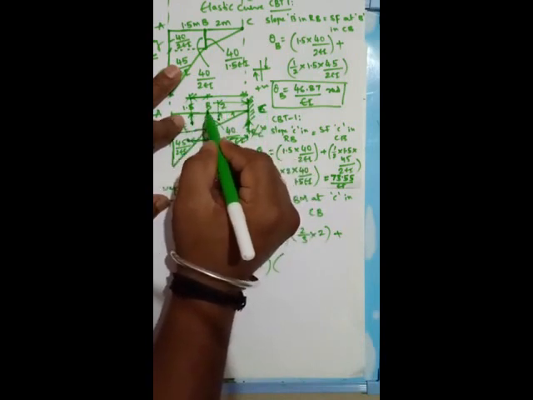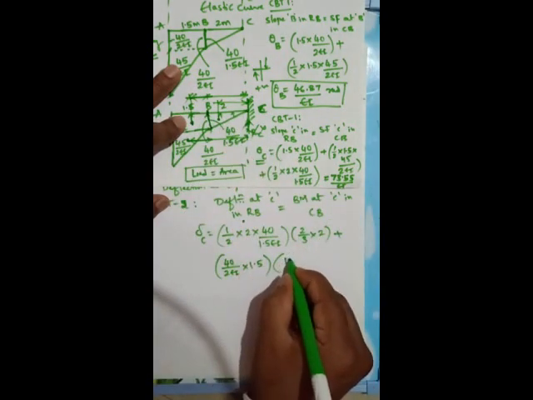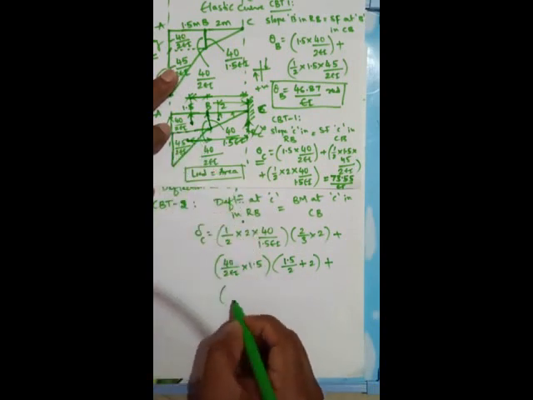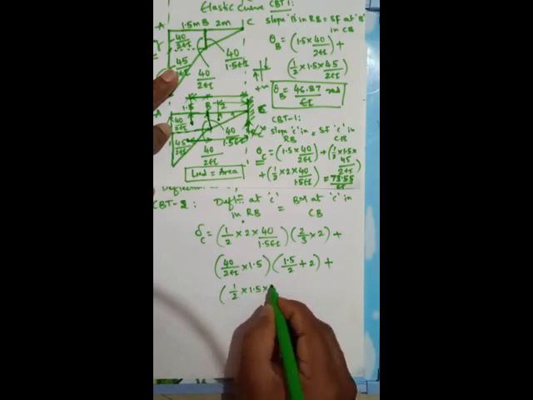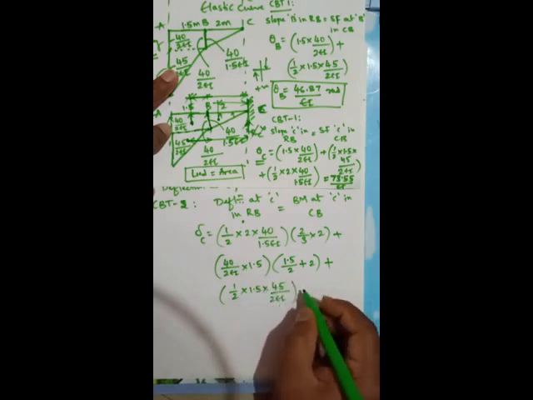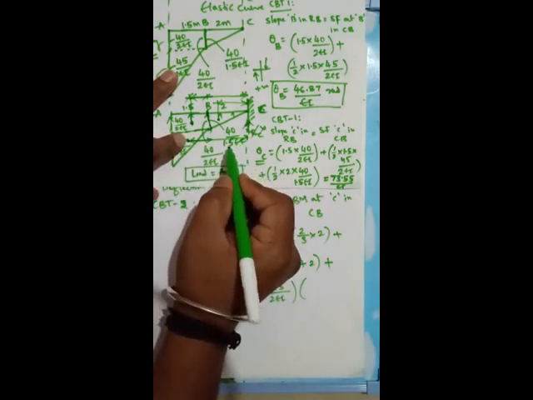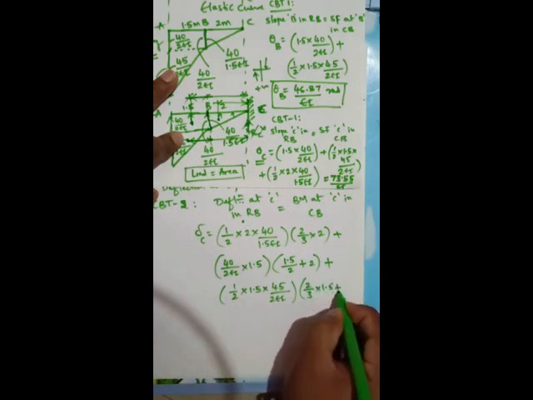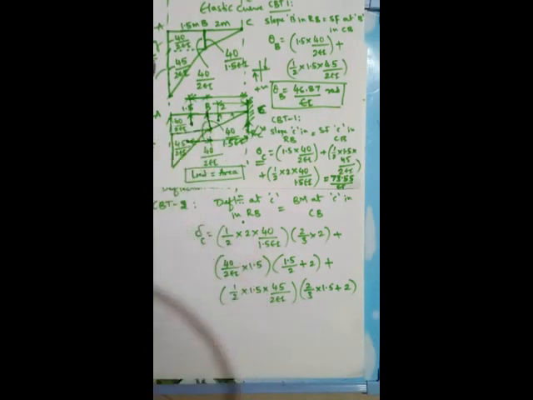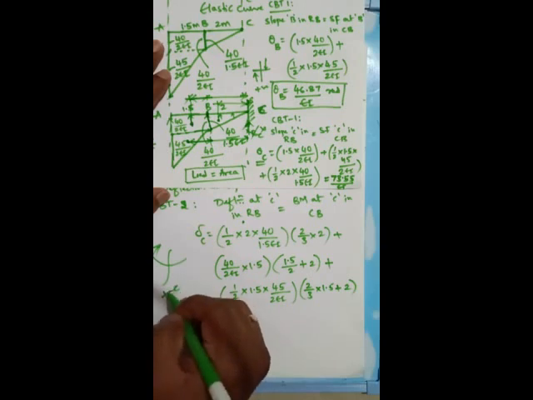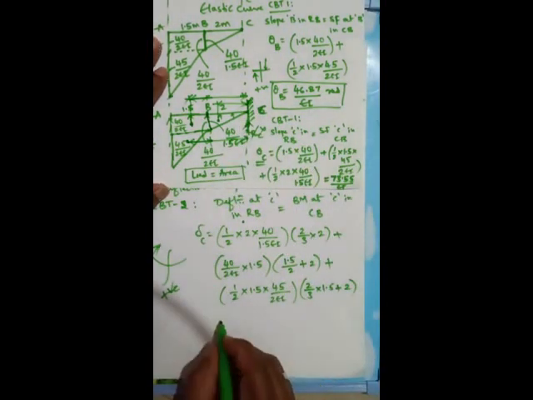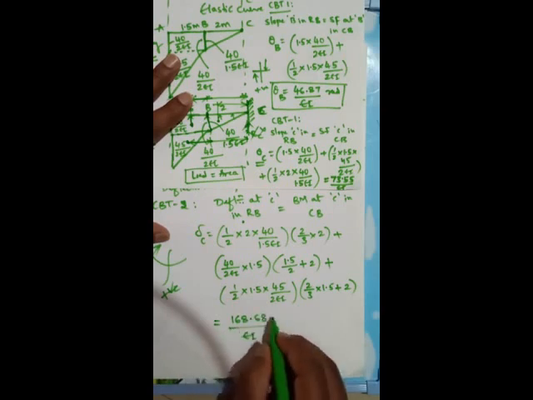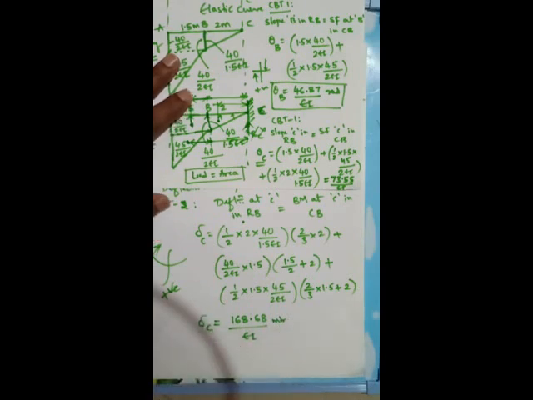How much is this distance? From here to here it is 1.5 divided by 2, and from here to here it is 2. So 1.5 divided by 2 plus 2, correct? Plus then the area of this triangle, half into base 1.5 into height 45 by 2 EI, into the perpendicular distance. From here to here it is 2 meters, and from here to here it is 2/3 of 1.5, plus 2, for all three figures. Cut the section, left hand side, clockwise positive. All are making clockwise moments. If you simplify this, you will get 168.68 by EI meters. This is delta C.